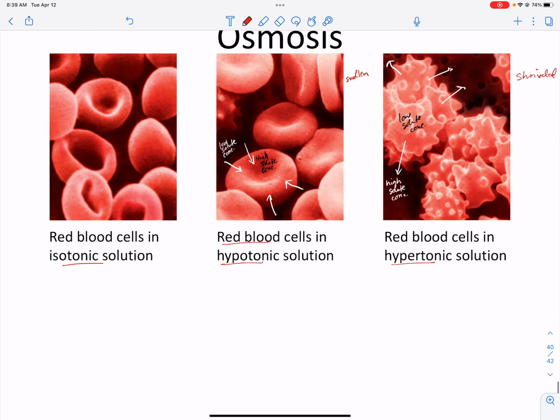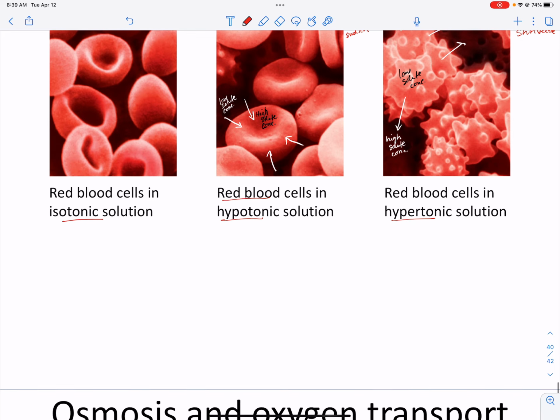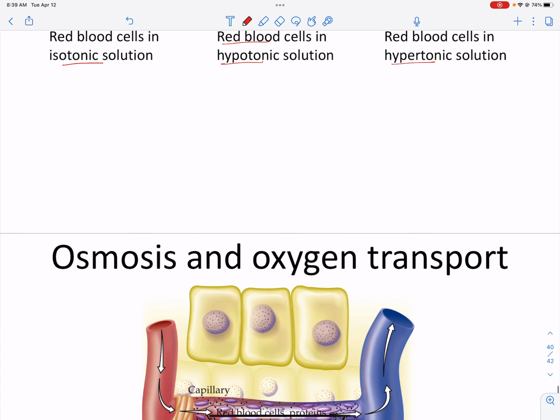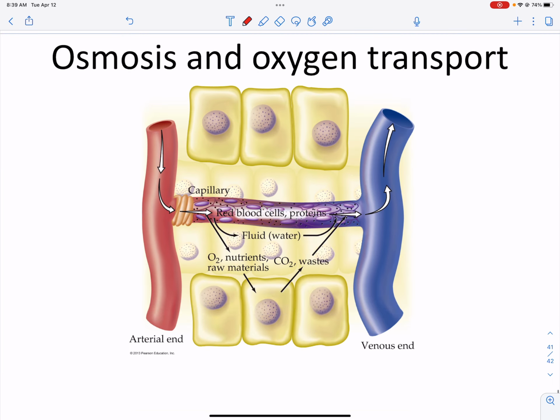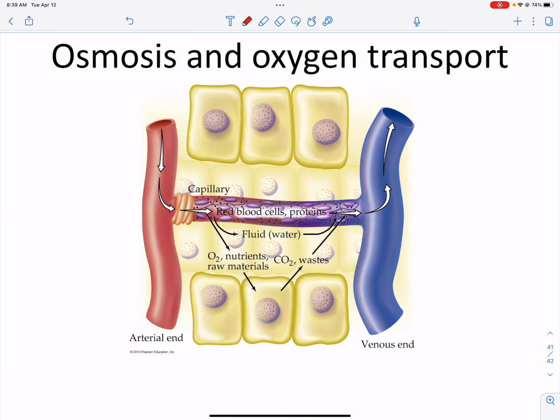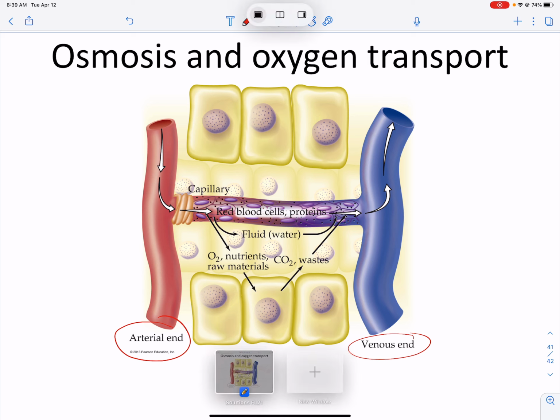Okay, again, any questions, write them down, and please come to me with your questions. Last slide here, and dialysis is just an example of what we're going to talk about, osmosis and oxygen transport, okay? So I've got two pictures. I've got your arterial veins and then your venous veins. Obviously, follow the white arrows. Our arterial end, these are veins coming from the heart and lungs, freshly oxygenated blood, being pumped throughout the rest of the body.